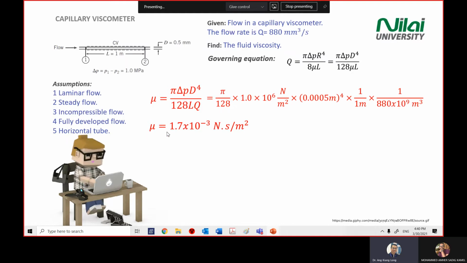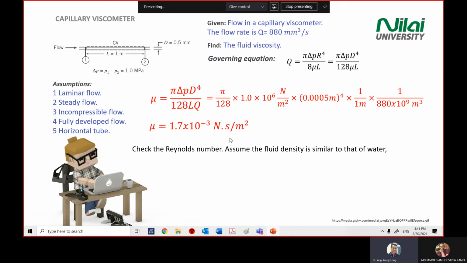So the textbook answer, or the checkpoint answer for you, if you substitute all the numbers into the equation, you'll get 1.7 times 10 to the power negative 3. The unit for dynamic viscosity is Newton second over meter square. In the exam, if you're not sure what this unit is, you can refer to Appendix A. There's a table for dynamic viscosity, so go ahead and refer to that table and write the unit there.